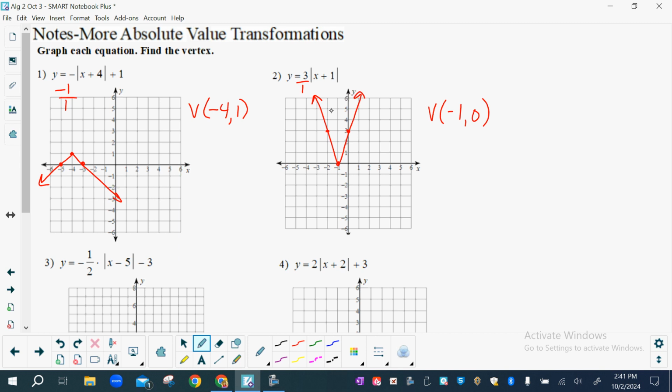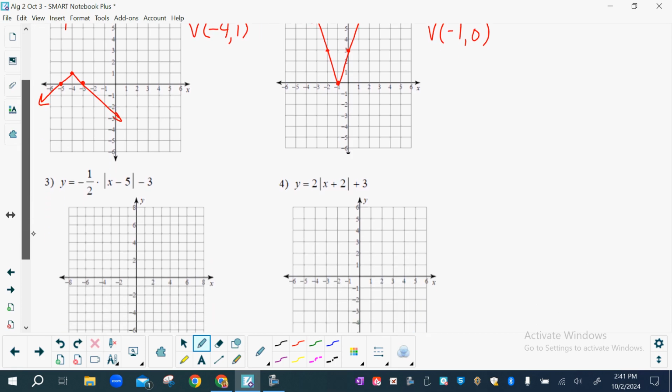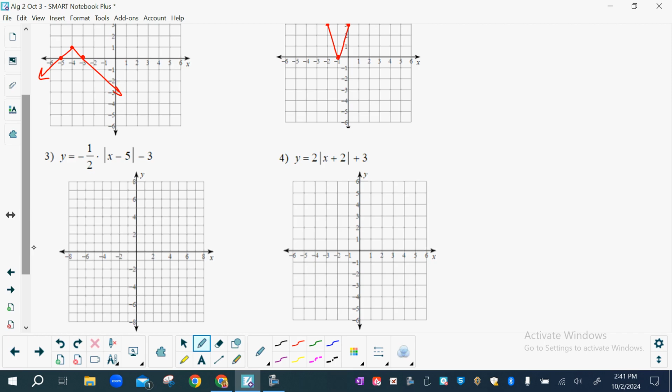Okay. So now on number 3. What's your vertex on number 3? 5, negative 3. I think that's actually right. 5, negative 3. I like the 5. I can do that. 5, -3. So this here is the 5, and then the -3. Does that make sense? Okay. So 5, -3.